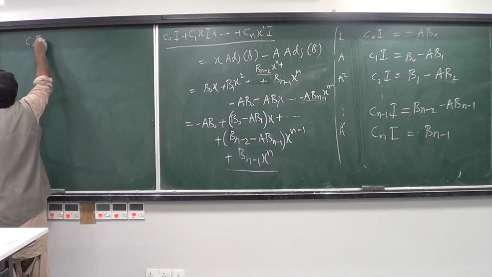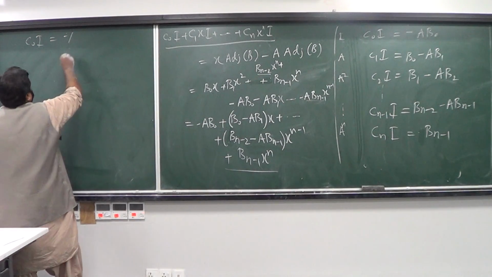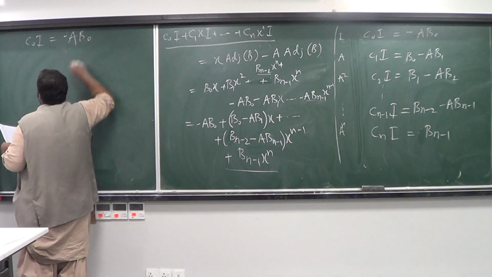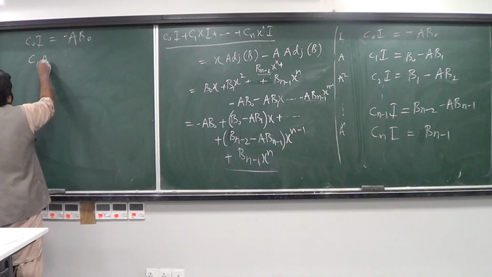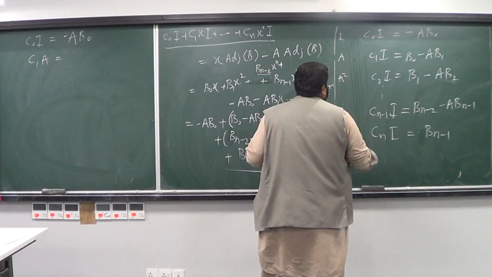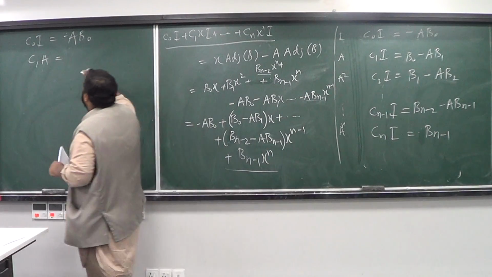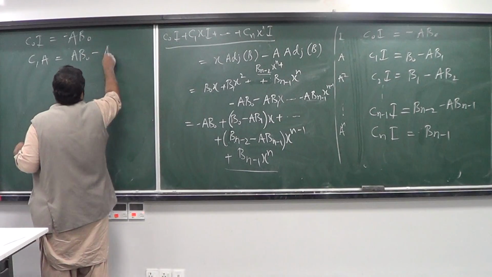So when I multiply the first equation by A, what am I going to get? I'm going to get C0 I equal to minus A B0. This is what you're going to get. What would be C1 A? The left hand side becomes C1 A. Okay. So the C1 A will be AB0 minus A squared B1.